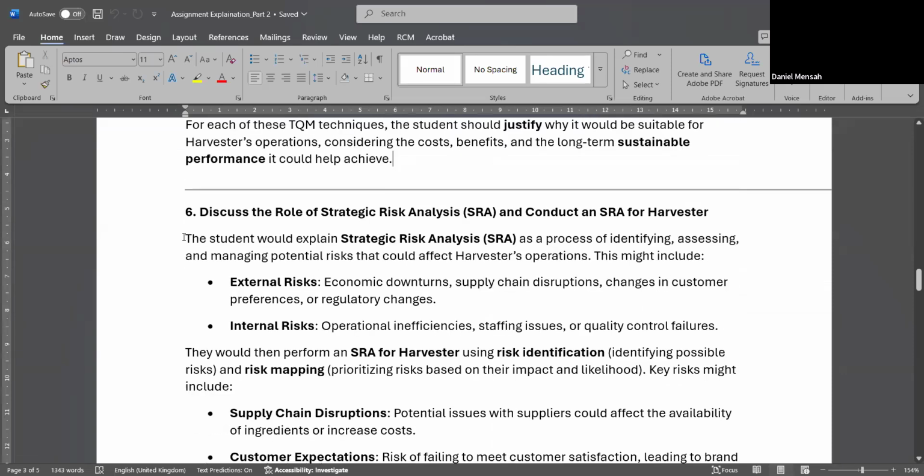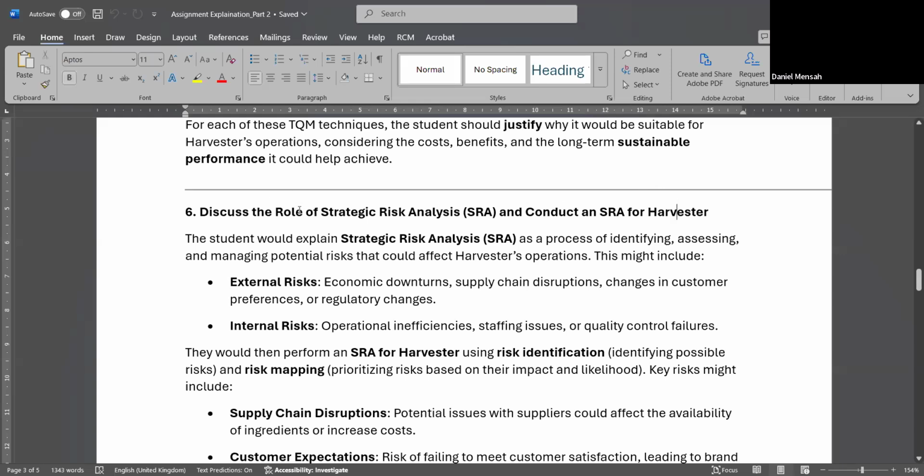Okay. Now you are going to discuss the role of strategic risk analysis. Yesterday we did this part. You were identifying the risk, then you are prioritizing the risk impact, high, medium, low likelihood. Then you are coming up with some strategies. So we are talking about that part now. Discuss the role of strategic risk analysis and conduct SRA for harvester.